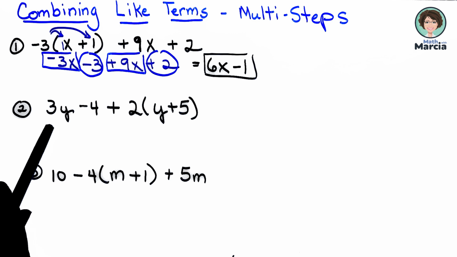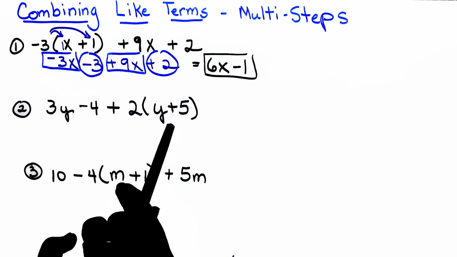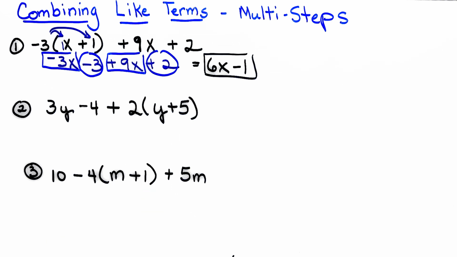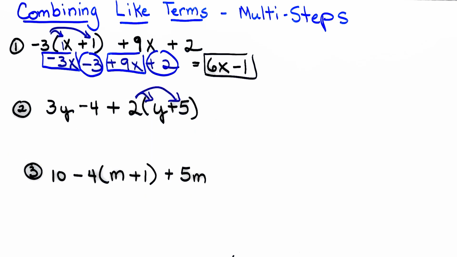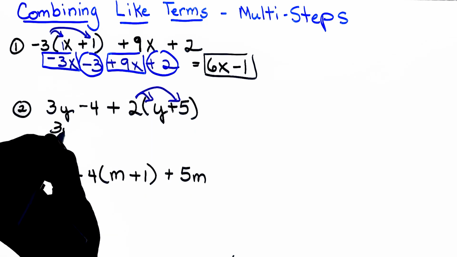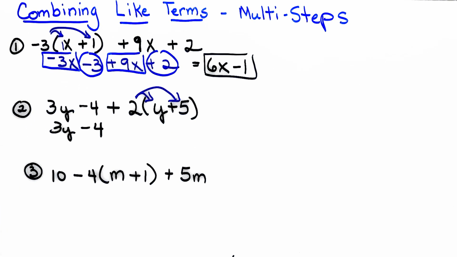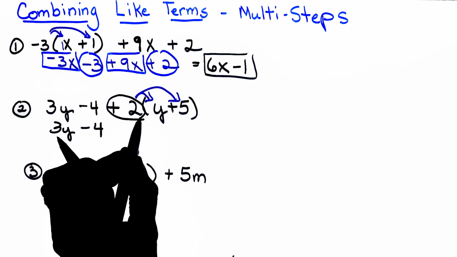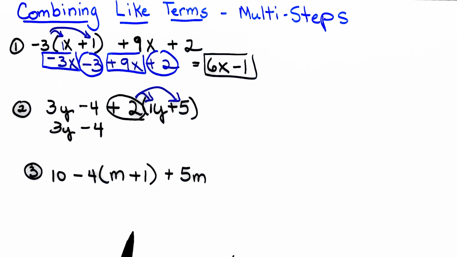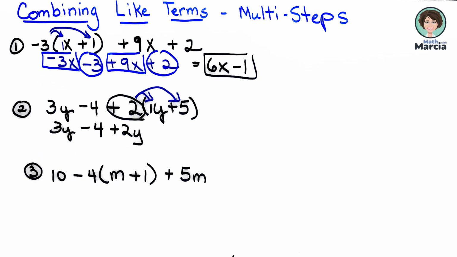So the next problem is 3y minus 4 plus 2 times the quantity of y plus 5. So right away, I see that I am going to need to do the distributive property. And what I will do is I will just copy down the expression in front of the distributive property. And notice I'm waiting to put that sign there because I want to see, oh, well, this is a positive 2 times a 1y. So that is a plus, a positive 2y. So it is plus 2y.